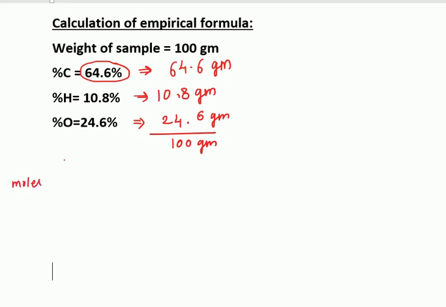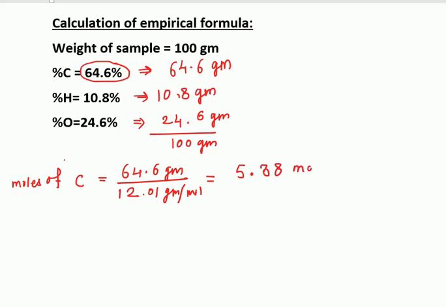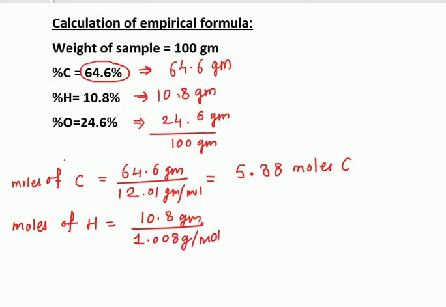Then second, moles of hydrogen is equal to the gram weight, that is 10.8 gram, upon its molar mass, 1, exact is 1.008 gram per mole, equals 10.7 moles of hydrogen. Our given organic compound contains 10.7 moles of hydrogen. Then moles of oxygen: the gram weight of oxygen in the given organic compound in 100 gram is 24.6 gram, upon its molar mass, 16 gram per mole, equals 1.54 moles of oxygen. So the total moles of carbon are 5.38, hydrogen 10.7, and oxygen 1.54.